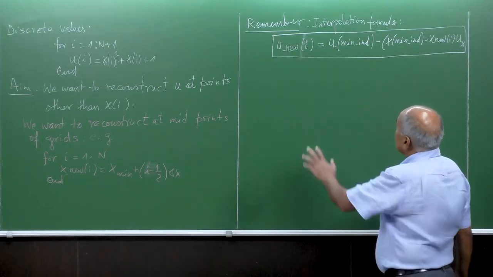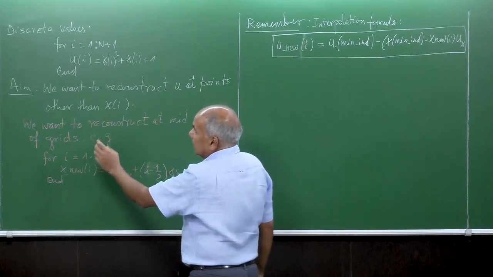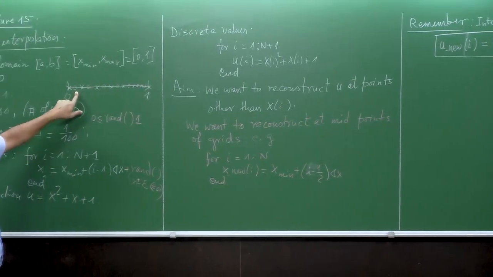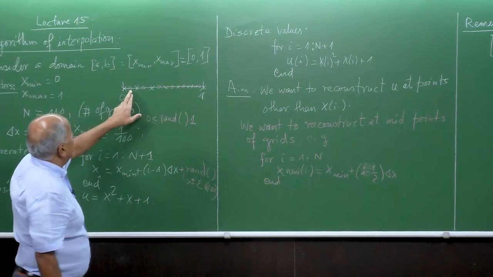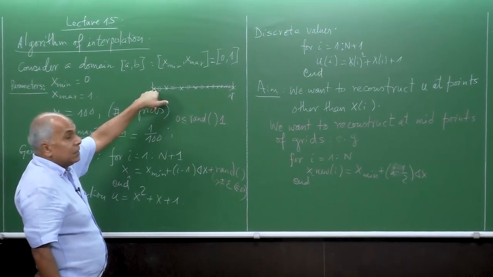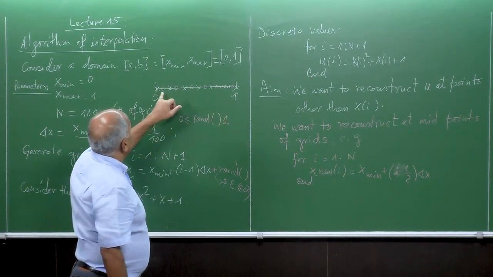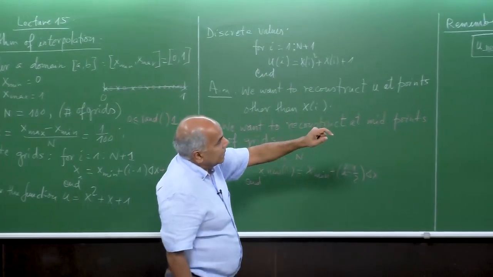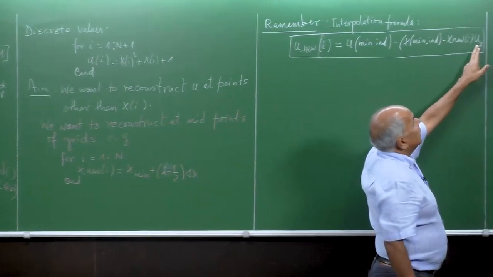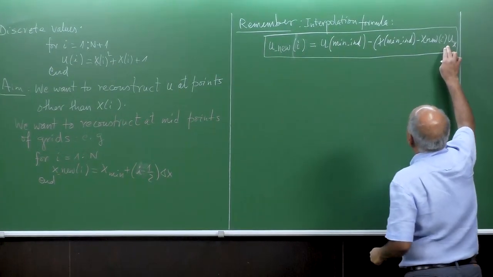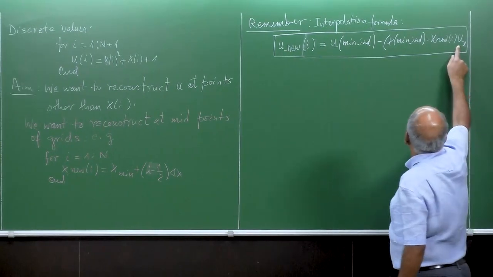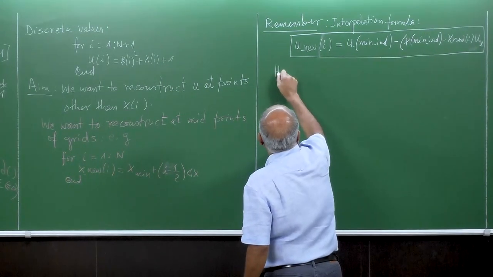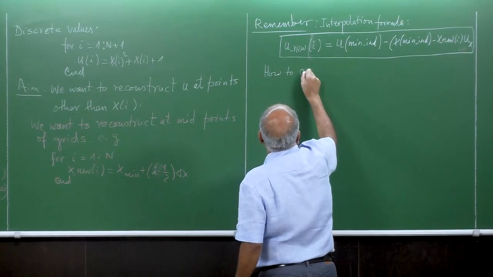So now what do we need? In order to reconstruct u at the new point, which I denote as u nu, we have to find the nearest point. Once we know the nearest point, then we know the nearest function value. And finally we need the derivative u x at this new value. So first of all, we have to compute the derivative. How to compute?